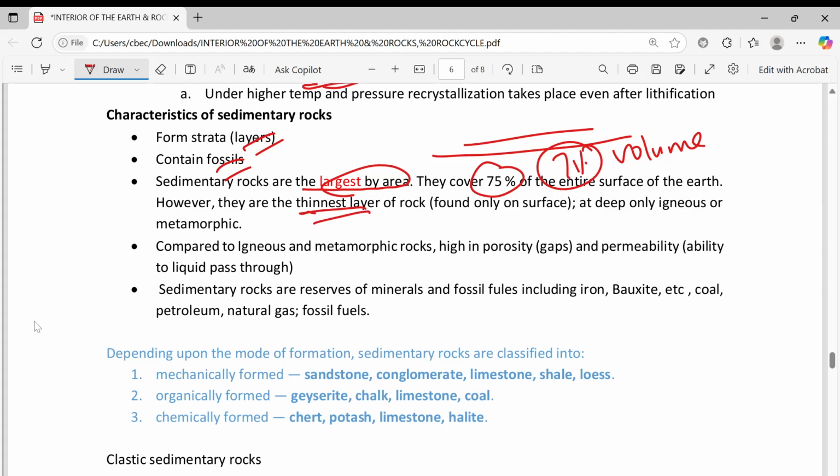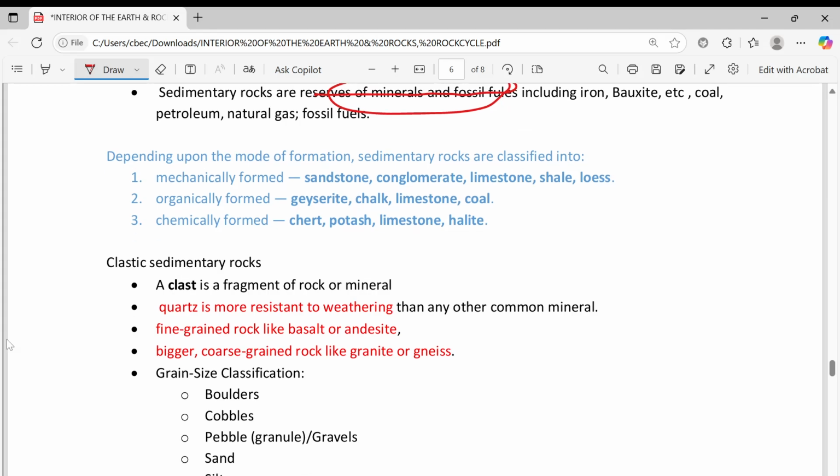Then this is the thinnest layer, with high porosity and high permeability. These are reserves of minerals and fossil fuels. So these are all important characteristics. Then remember the mechanically formed types. Mechanically formed means by some action: sandstone, conglomerate, limestone, shale, and loess.